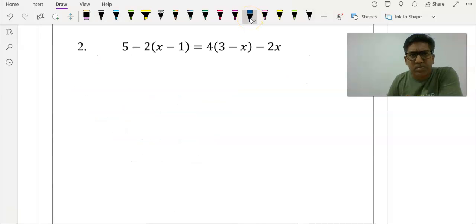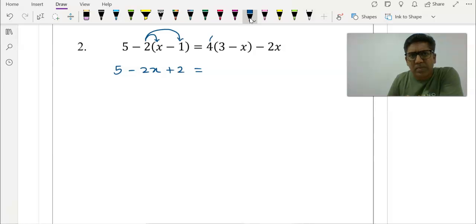Moving on to the next question. Okay, so here we see that we have some brackets on each side. So the first step is to expand the bracket. Now 5 will be as it is. Minus 2 is before the bracket, so you need to multiply the bracket with negative 2. So negative 2 times x will give you negative 2x. Negative 2 times negative 1 will give me positive 2.